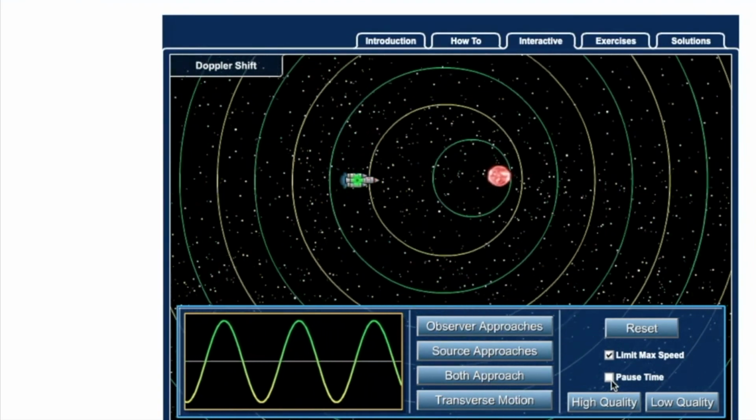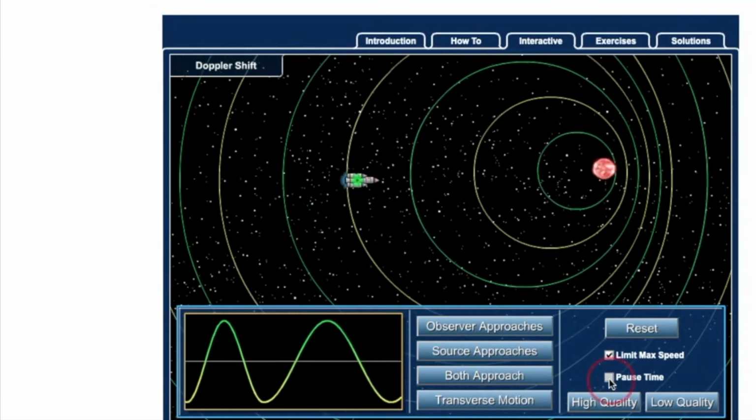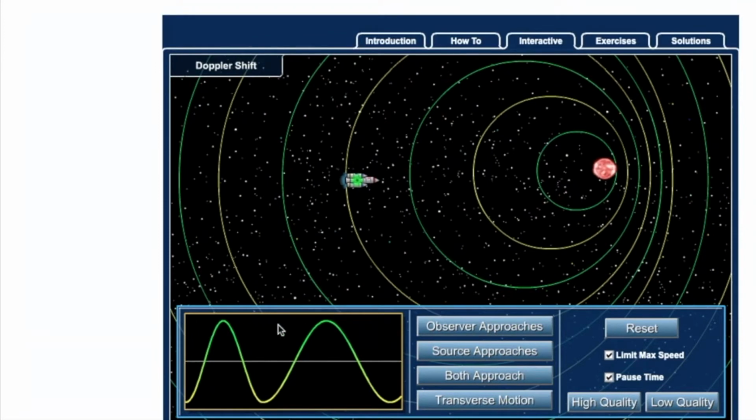Notice not only can you see it visually with the wavefronts, but you can also see it here on the graph. Notice now these things are getting spread out further and further and further. And so because the distance between the actual peaks on the detector is getting bigger, the wavelength measured by the spaceship is getting larger. And so the frequency as measured by the spaceship is getting smaller.